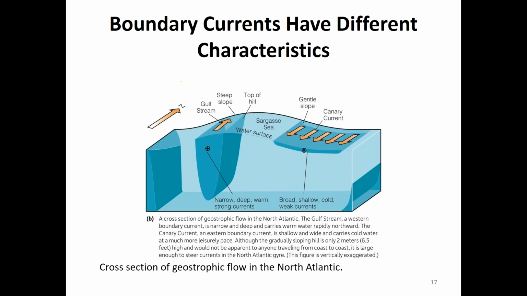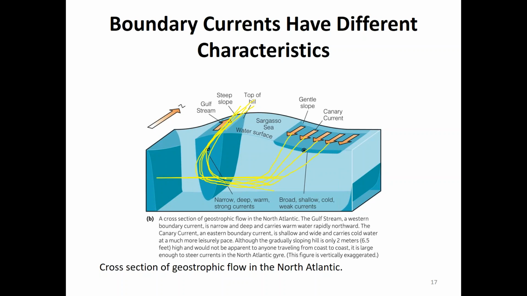So here's a cross section. If we were able to cut the ocean open and look at the side of it, we have water that's flowing and it's turned very rapidly, all at once. This water flows down and it's turned very rapidly all at once because it comes in contact with the edge of the basin.